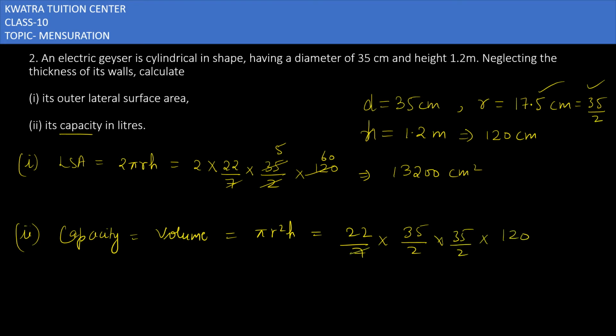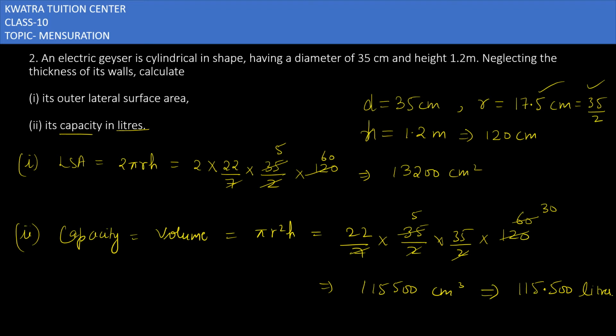Now you can reduce it. 7 and 35 can be cancelled, it will give you 5. 2 and 120 can be cancelled, it will give you 60. And then 2 and 60 can be cancelled, it will give you 30. Now multiplying these all, you will get the answer as 1,15,500 centimeter cube. And if you want to write it in liters, as mentioned here, you have to divide it by 1000. So it will give you 115.500 liters. So yes, this is the answer for the second one.